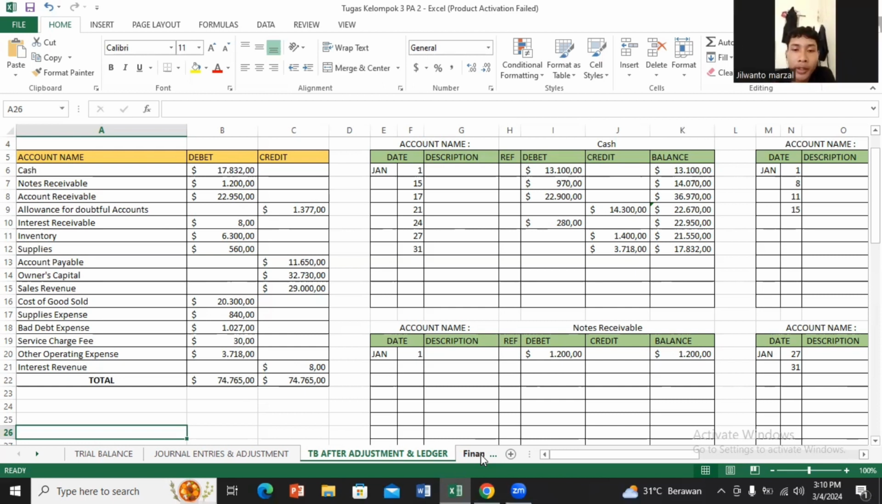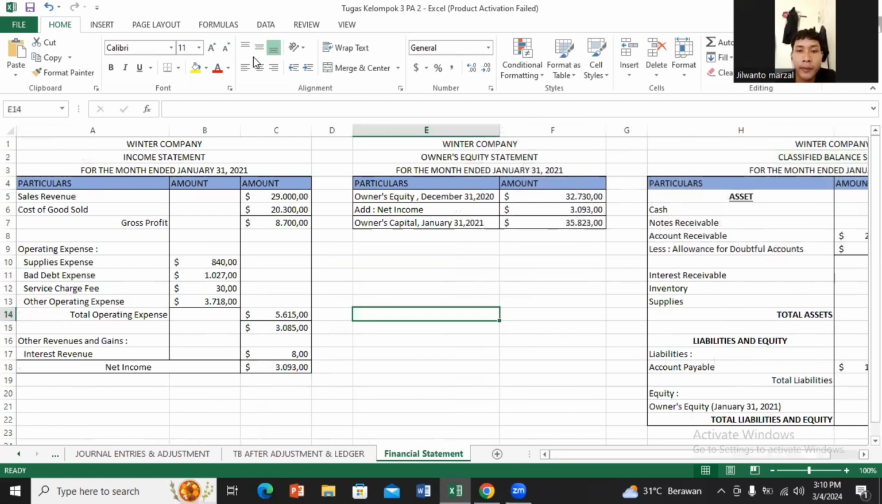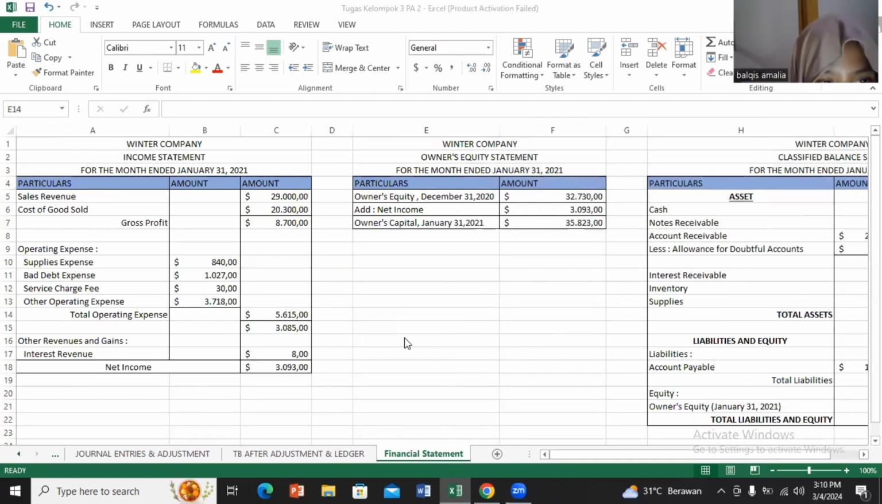Okay, thank you, Vina. The next part will be presented by Balqis. Balqis, time is yours. Okay, the next part will be explained by me, which is Winter Company's income statement for the month ended January 31st, 2021. The particulars are: the first one, sales revenue. The amount is on credit $29,000 and cost of goods sold $20,300.